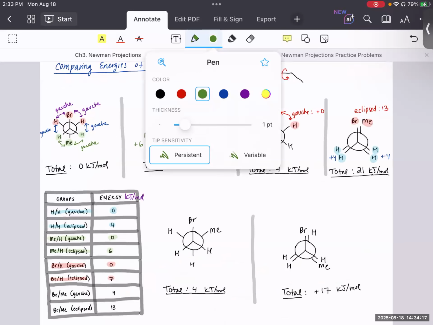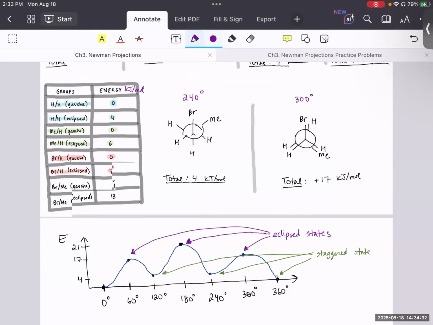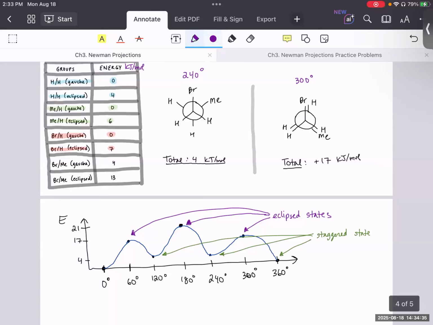All right, the last thing I'm going to do is just label what each degree is, just so you can match them with the drawing down there. And yeah, so that's what we get. We can draw that energy diagram. And so what this shows is that all of those eclipsed states are higher energy states, meaning that they're not as preferred as the staggered state conformation, and that we get less strain, less negative interactions within the staggered states.